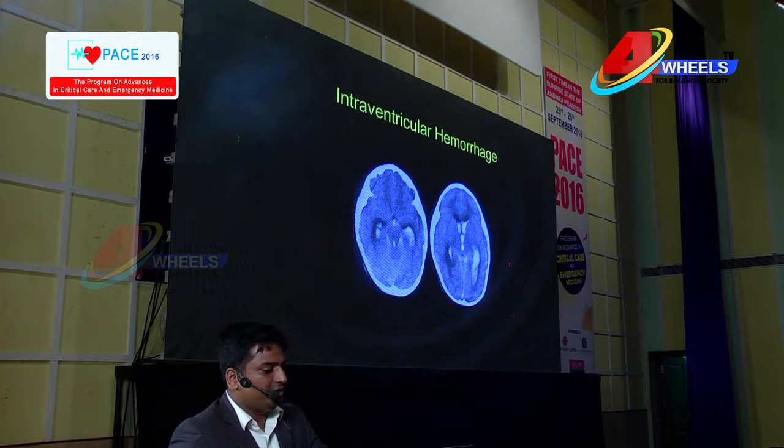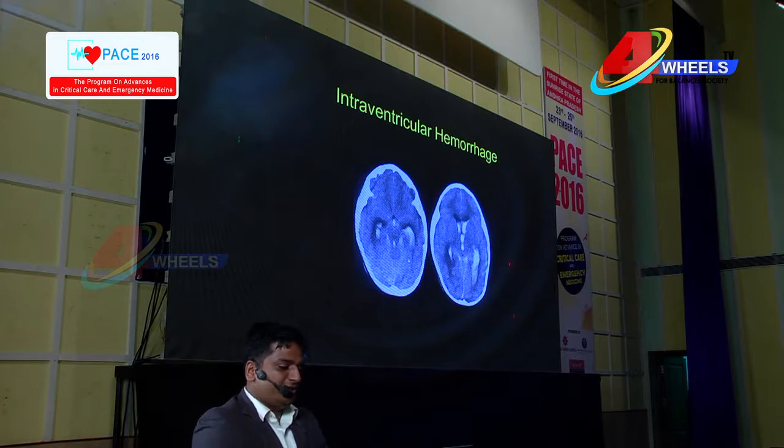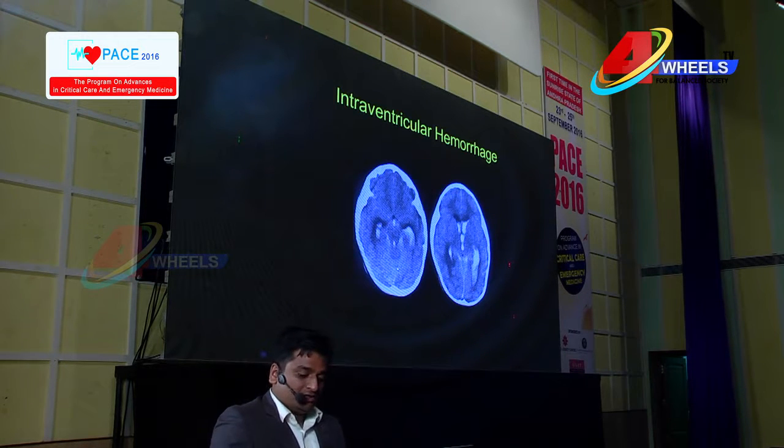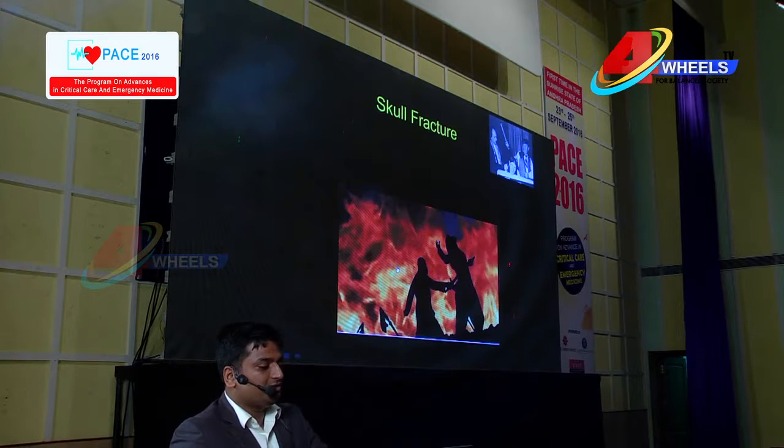This is your intraventricular hemorrhage. You can see the anterior horns are filled with blood. You can't see sulci and gyri, which is cerebral edema. Again, there are temporal horns which you can see, which indicates that there is an obstructive hydrocephalus.